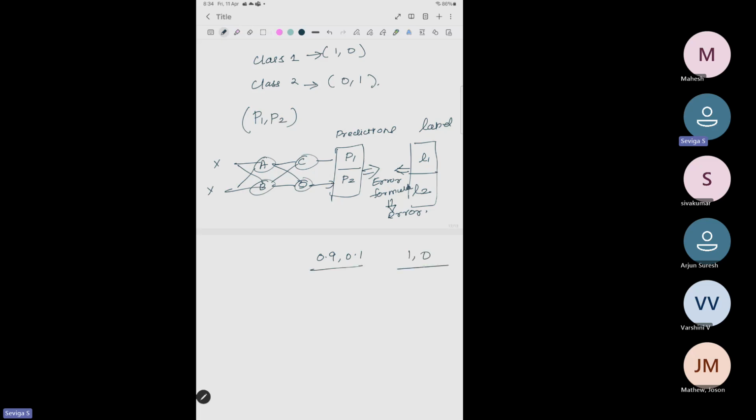If they are very close, then we will come up with a number slightly greater than 0. Suppose the prediction is 1, 0 and the label is 0, 1. That is a complete mismatch, and then the error will be maximum.